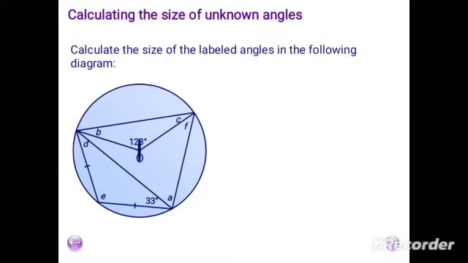Calculate the size of the labeled angles in the following diagram. So we have the unknown angles A, B, C, E, and D, with 33 and 128 the given angles. Now, A is equal to 64 because the angle at the center is twice the one at the circumference.